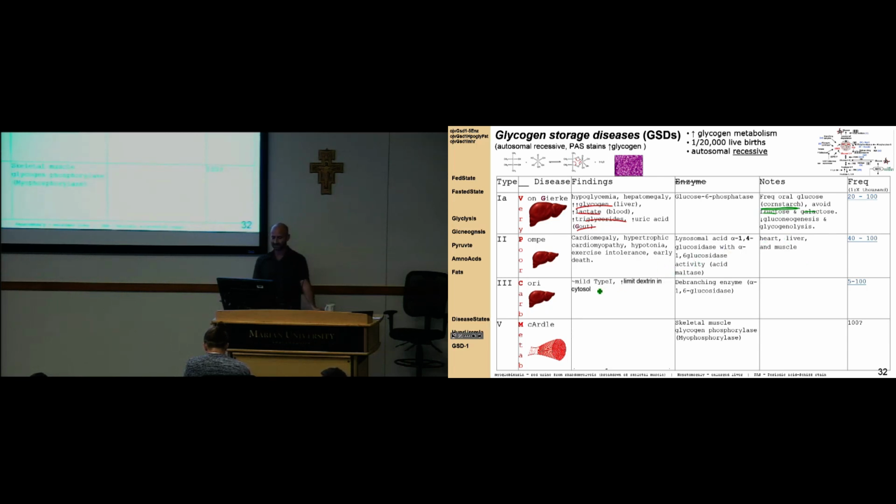For Cori disease, this is like a milder version of type 1, and so this is because it's due to the debranching enzyme. What happens is they break off parts of glycogen, and so you end up with this thing called limit dextrin, which is like a piece of glycogen in the cytosol, okay? And so if you're looking at a differential compared to GSD1, they would have normal blood lactate, okay?